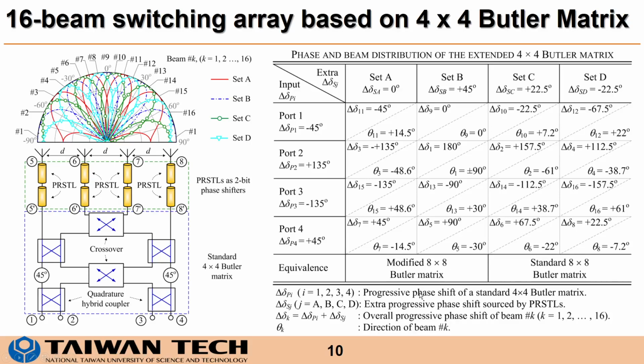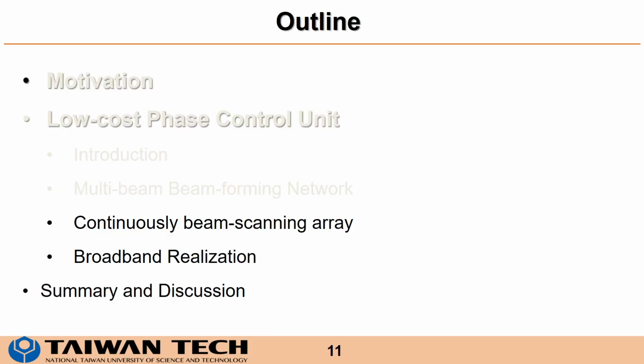And that's how we achieve more beam switching patterns by using the PS STL line and cascading it with the standard 4 by 4 Butler matrix. So in the next session, I will show you the improvement of our beamforming network based on this initial design.